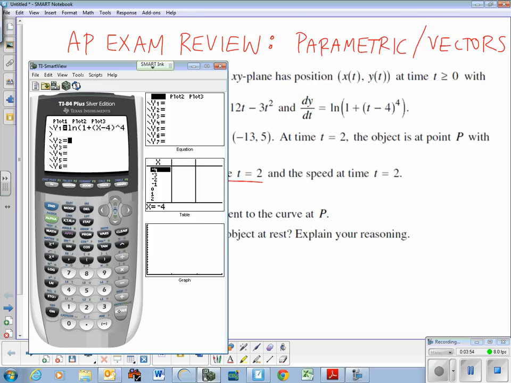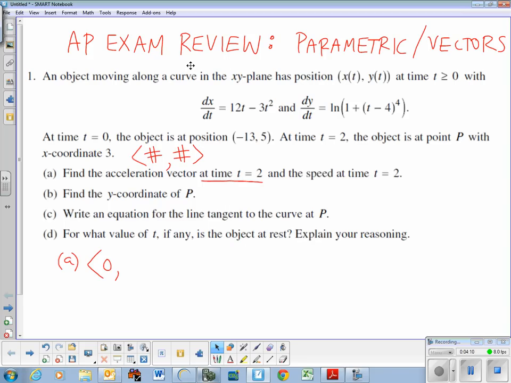And if I want the derivative of that at 2, being able to calculate derivatives by hand is important, but doing this in your calculator is just as important on the AP exam. You're not going to do a lot of lengthy derivatives by hand. The derivative of that is negative 1.882. So that is the y portion of my acceleration vector at time t equals 2.